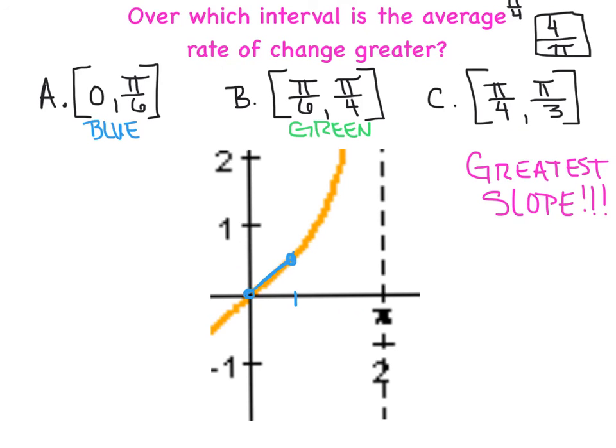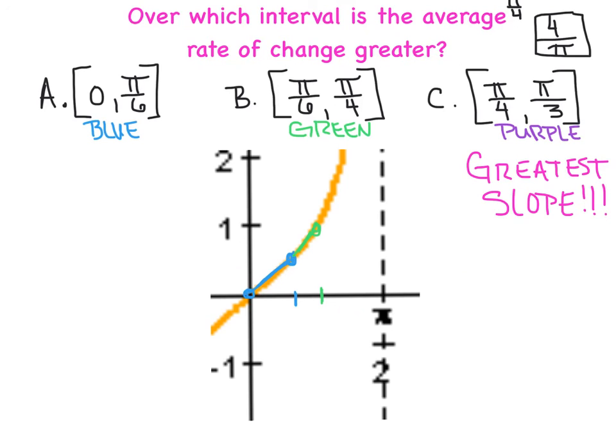And now remember, pi over 4 is the midpoint between 0 and pi over 2. So I'm going between these 2 points. And I think the slope of the green line is steeper than the blue line. So right now, if I had to pick between blue and green, I'd go with green as having the greater average rate of change. And then last but not least, let's pick out a fun color. I'll do the third interval in purple.